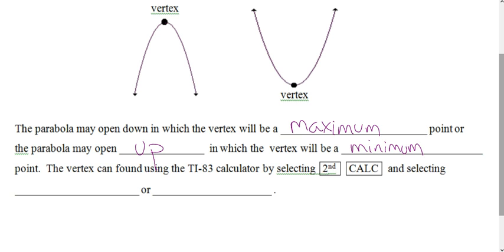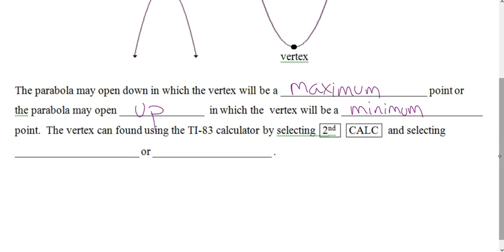The vertex can be found using the TI-83 calculator by selecting second calc and selecting 3, minimum, or 4, maximum. Okay, and then the calculator is going to ask you for a left bound and a right bound, so you just move your cursor to the left of the minimum or maximum, then to the right of the minimum or maximum, and then it asks for a guess, and you just go somewhere close.